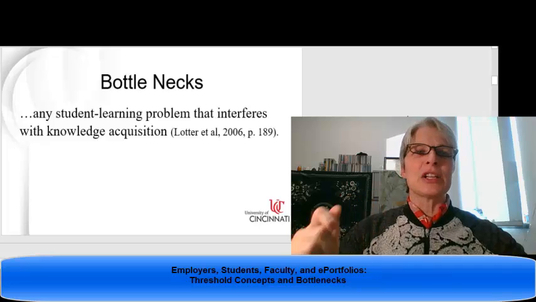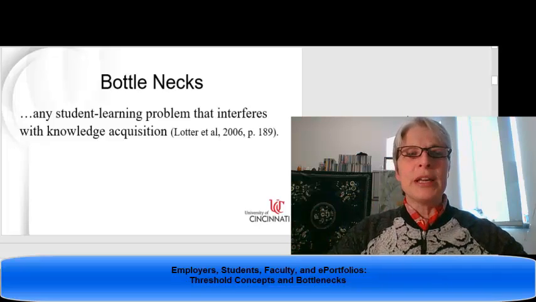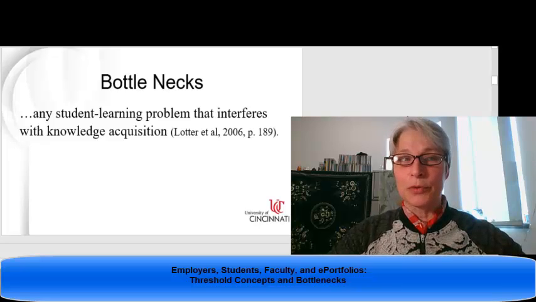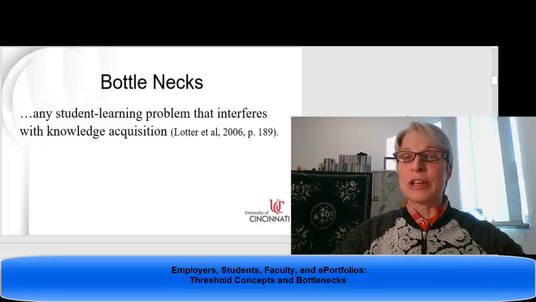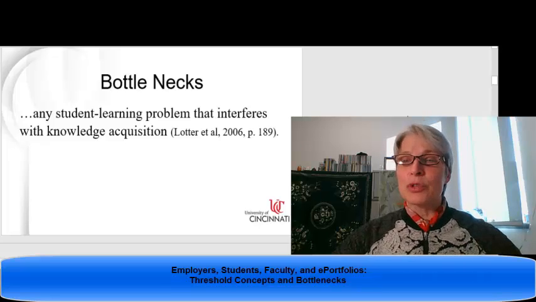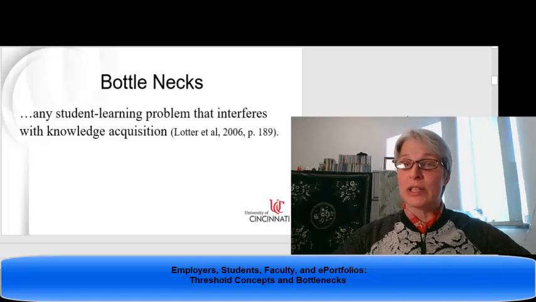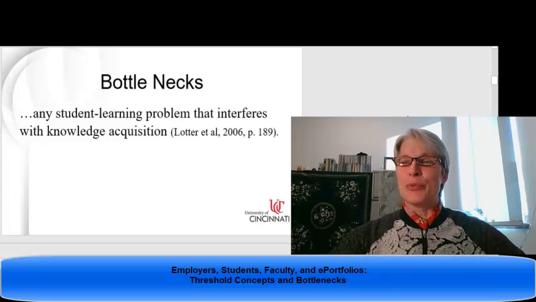So in analyzing employers, faculty, and students interacting with e-portfolios, we identify the threshold concepts that allow them to feel comfortable using e-portfolios and appropriately address the bottlenecks in learning how to use them. Through this approach, we will be able to more effectively help these three different kinds of stakeholders use e-portfolios to communicate with each other.